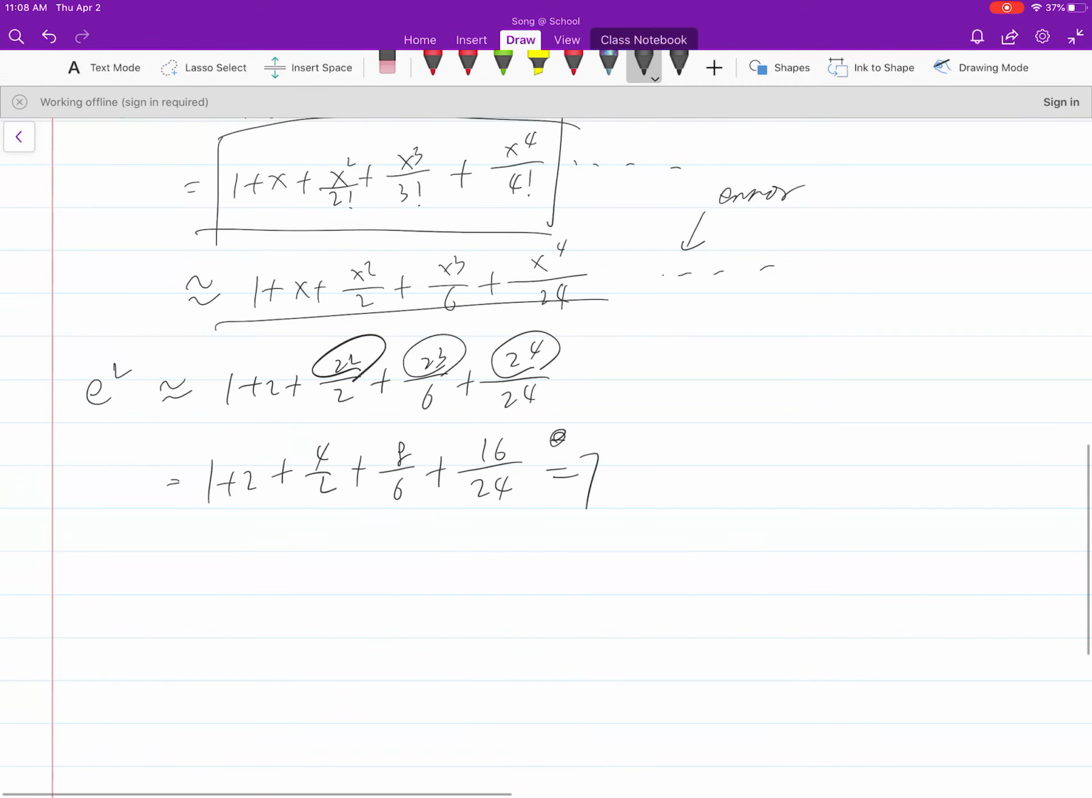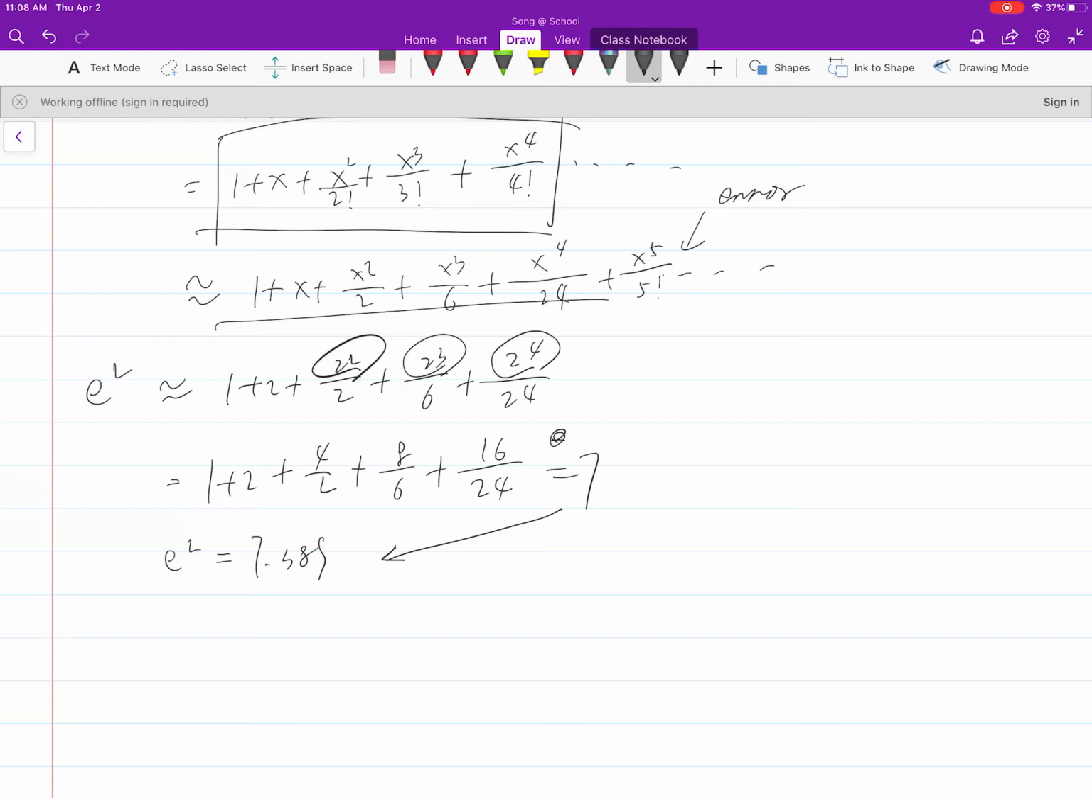That gives you 7. Okay, we got lucky. And then what's the real value of e squared? It's 7.389. So it's not the best approximation, but you can see we're pretty close. Now how to make it closer?